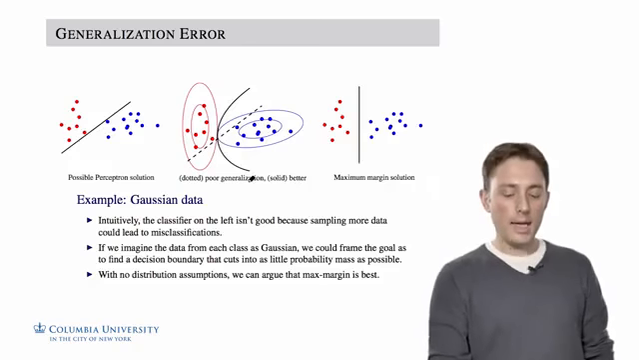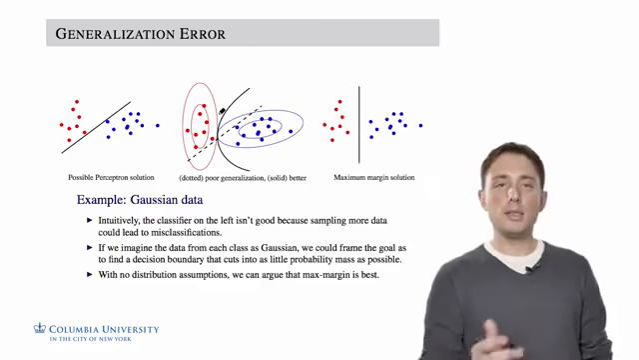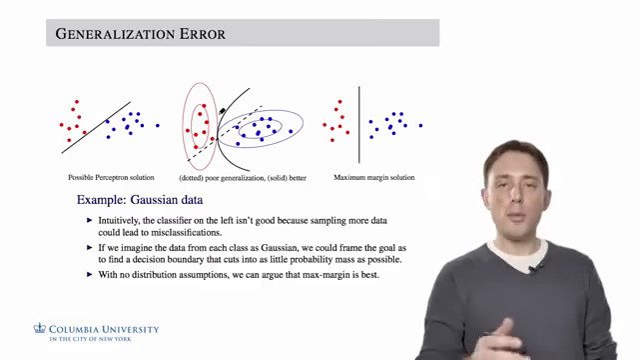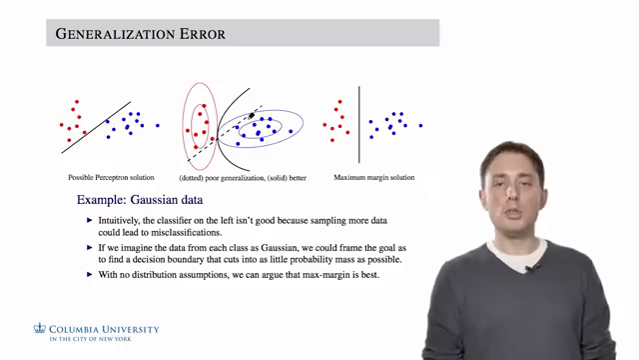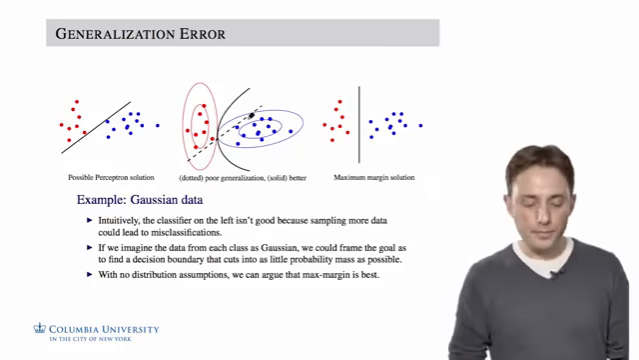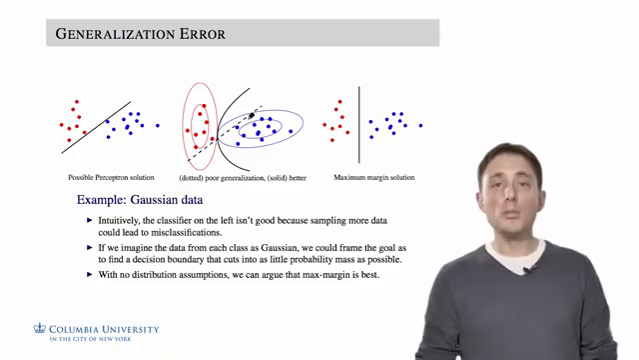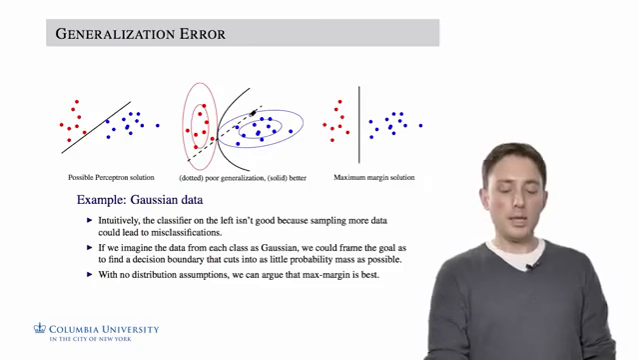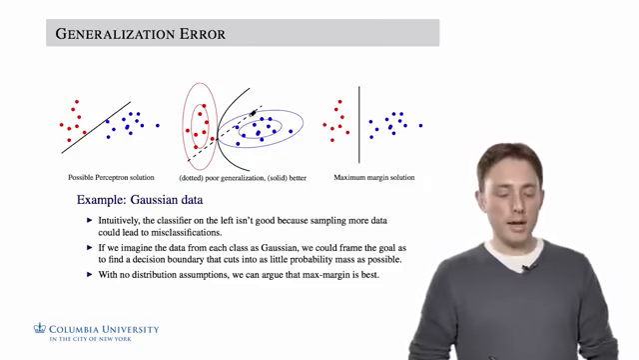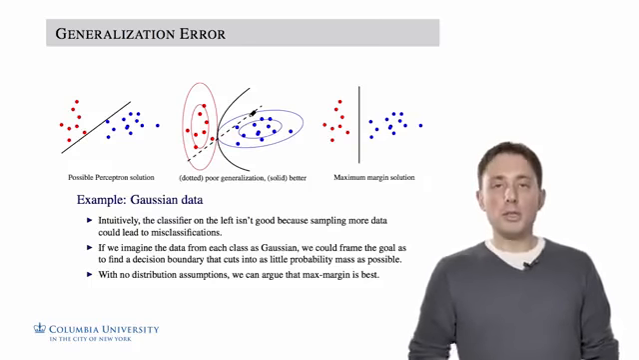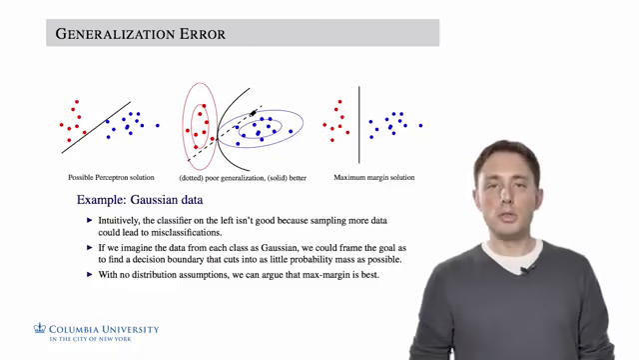In that case, what the Bayes classifier is trying to do is find the decision boundary that cuts into the probabilities in such a way that the probability of making an error under this distribution assumption is minimized. So if we have distributions that we think are reasonable for the data, we can come up with these Bayes classifiers that will minimize the probability of an error. Max margin classifiers don't make any sort of distribution assumption on the data.